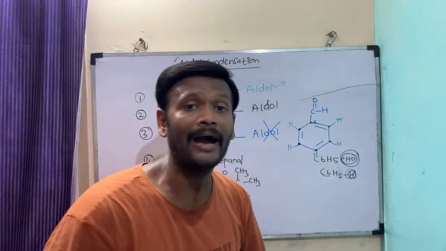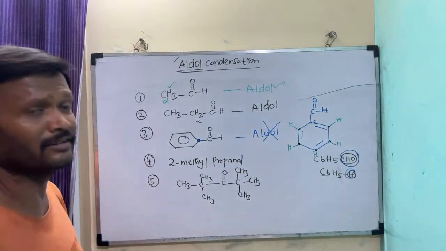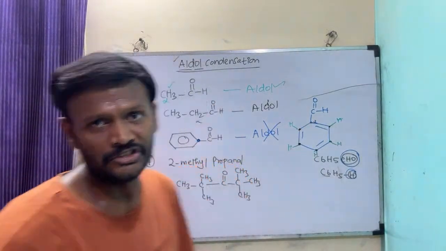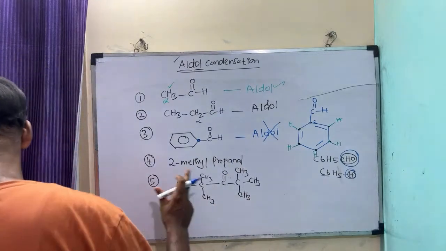It has an alpha carbon, but that doesn't have alpha hydrogen. If it does not have alpha hydrogen, it does not get involved in aldol condensation. Clear? So this molecule is not involved in aldol condensation. And the next one is 2-methyl propanal.